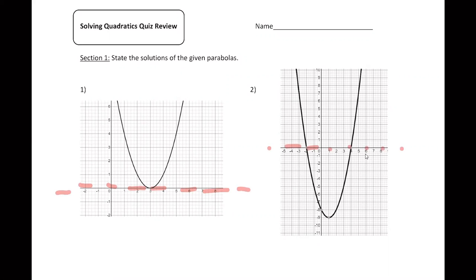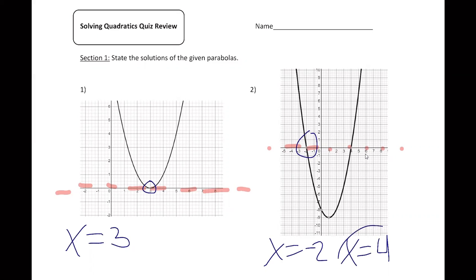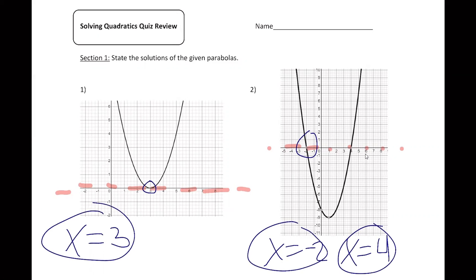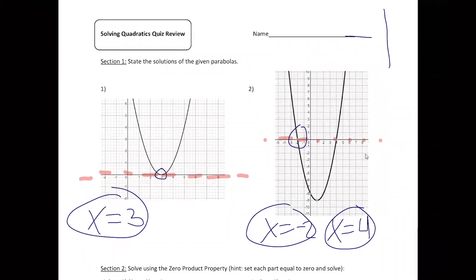If you look on this graph, it just touches, it doesn't really cross, at x equals 3. For the second graph, you would put that it crosses at -2, and it also crosses at 4. Depending on your graph, you could have one solution, you could have two. It's even possible to have no solutions if your graph just didn't cross the x-axis. You could say that there's no solution, so just be careful.